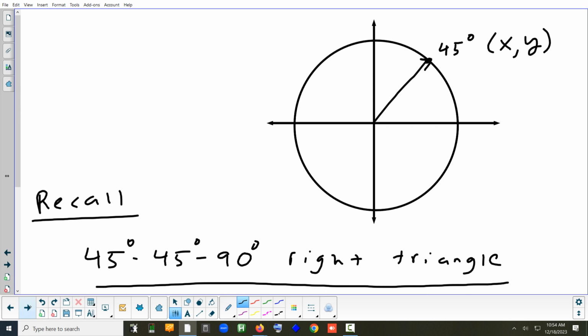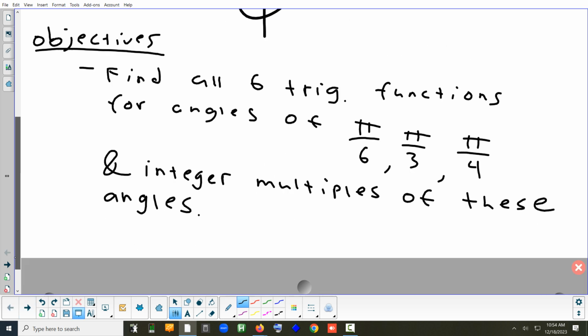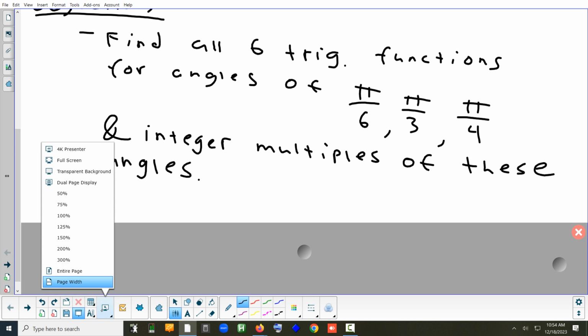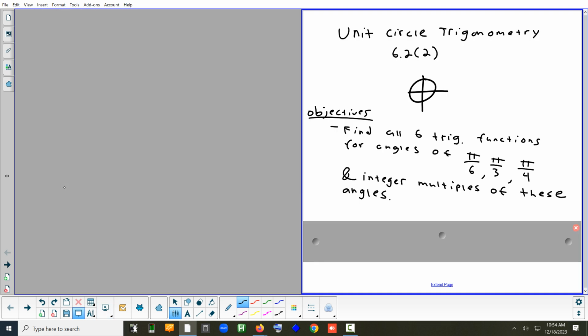All right, so let's start with the 45 degree angle. So the goal is going to be to figure out the x and the y value for 45 degrees. Yeah? You go back to the very right. And do I put a decimal next to that 6, the 3, and the 4? No, those aren't decimals. No, fractions.